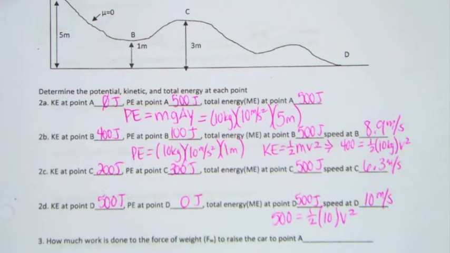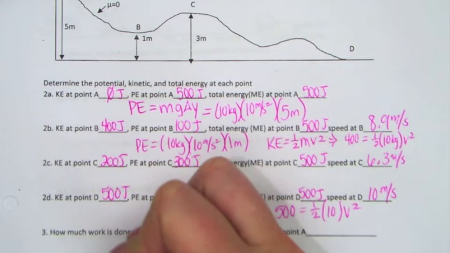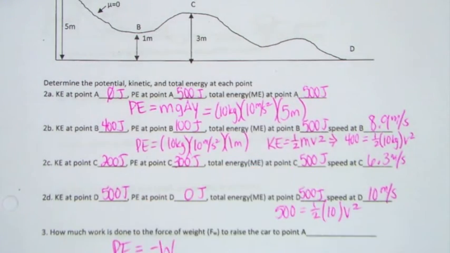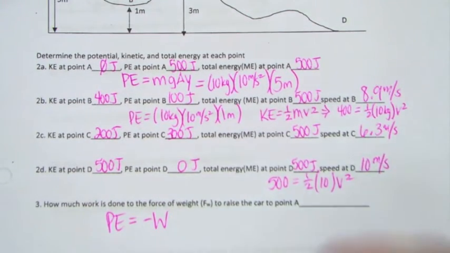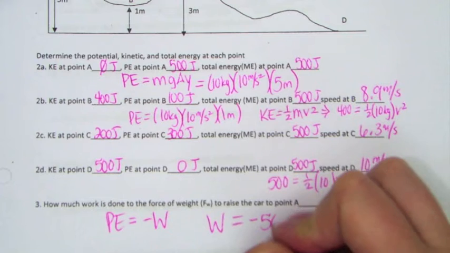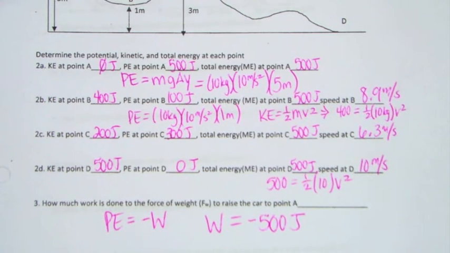Once you get to number 3, how much work is done by the force of the winch to raise the car to point A? We know that the work done is the same as the potential energy, just negative. So to find the work, you find the potential energy at A, which we already did, and it's 500, and you make it negative. In order to gain potential, you have to do work against gravity. That's why it's negative.